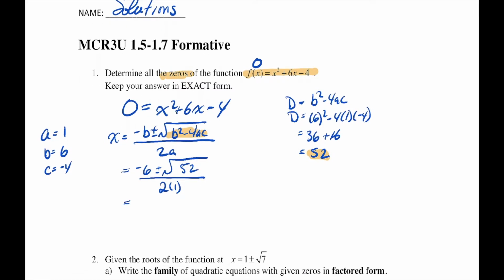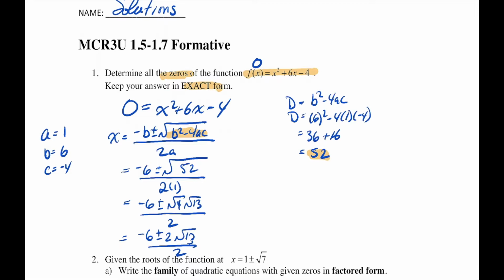Remember, we want this in exact form. This is why we did the lesson on radicals, because we want to have an exact representation of a radical. We do not want to plug this into a calculator and get a decimal answer. We actually want this as a radical, but we do need to simplify this. So here, -6 plus or minus, well, 52 is going to factor into 4 and 13. So it's going to be root 4 times root 13 over 2. So here we get -6 plus or minus 2 root 13 over 2.